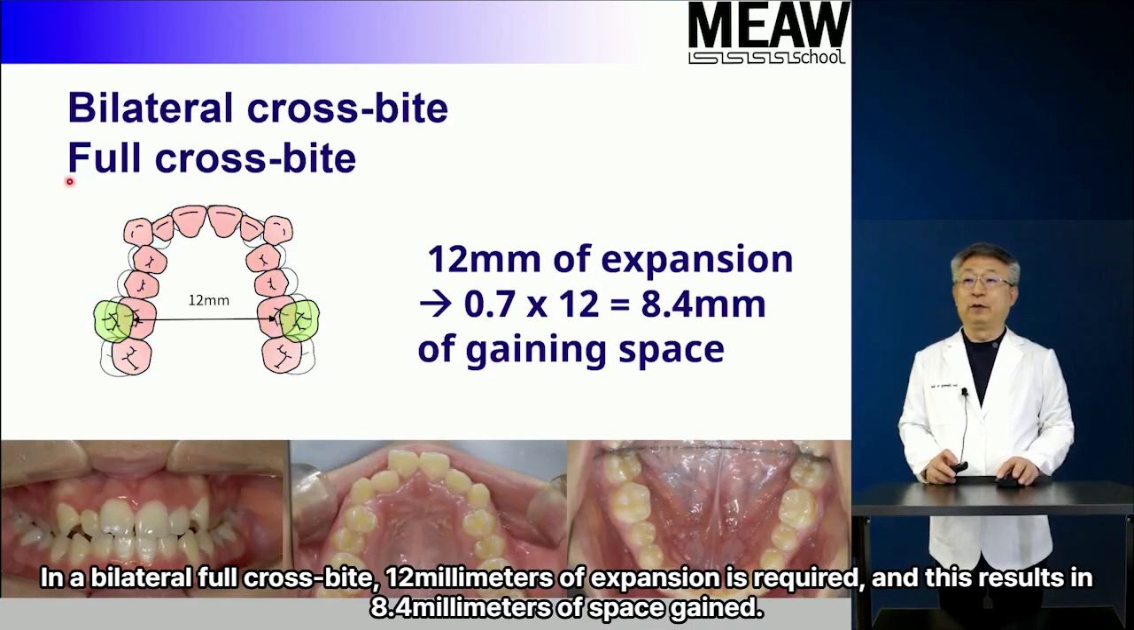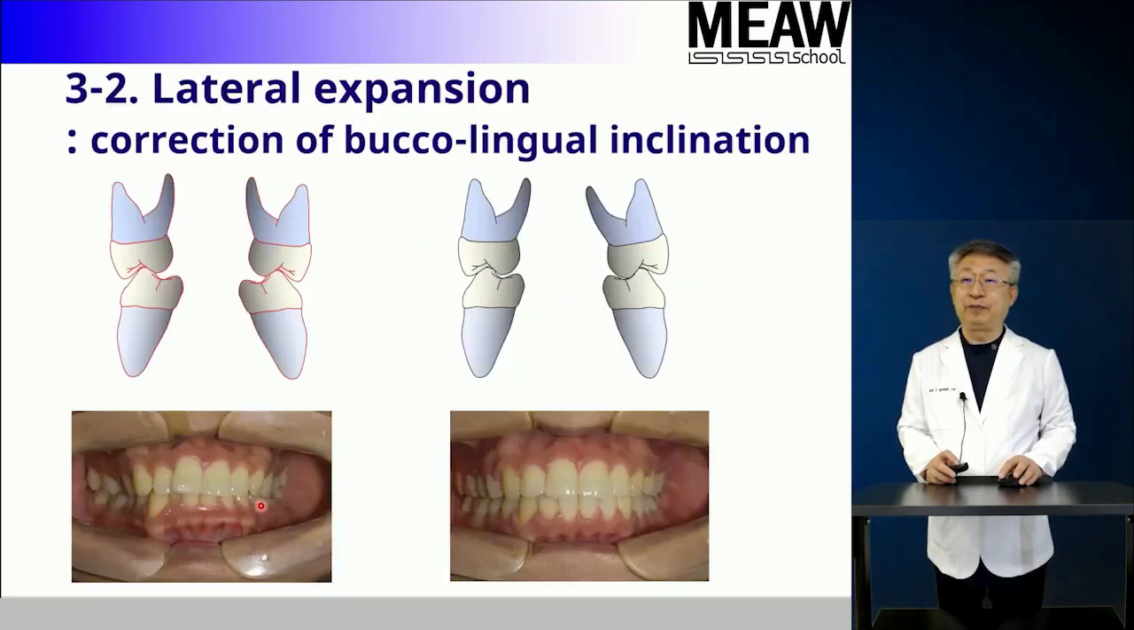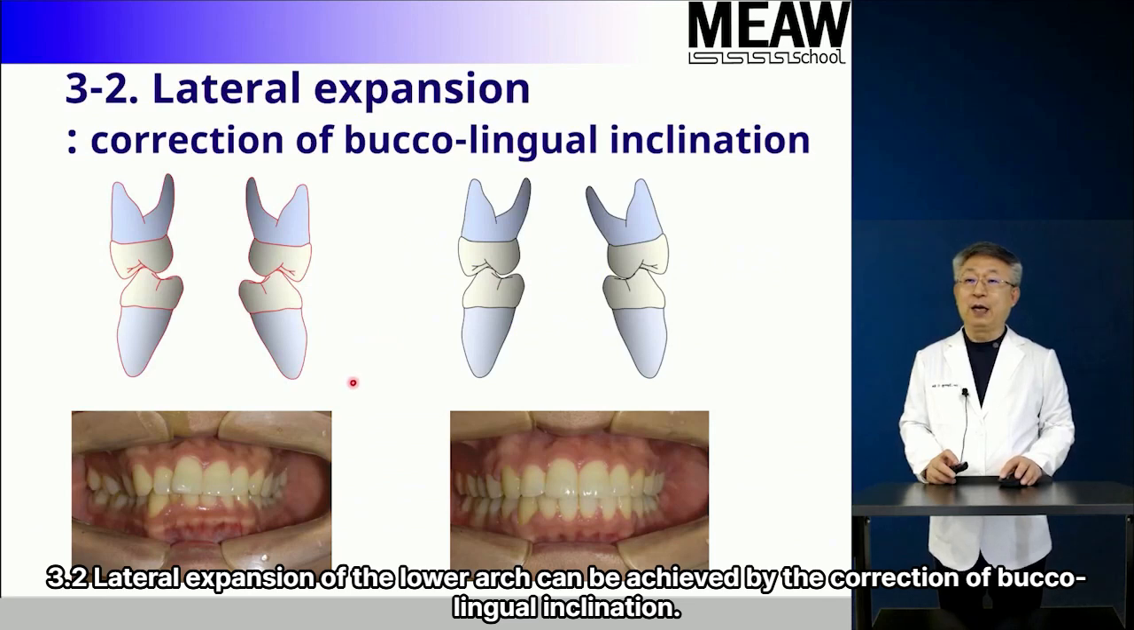In a bilateral full crossbite, 12 mm of expansion is required, and this results in 8.4 mm of space gained. In other words, this means that in case of a bilateral full crossbite with mild to moderate crowding, 3.2 lateral expansion of the lower arch can be achieved by the correction of buccolingual inclination.